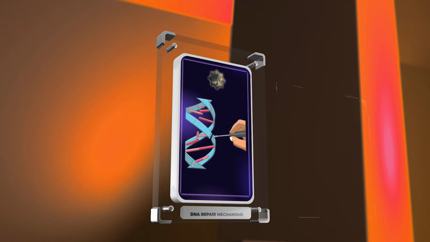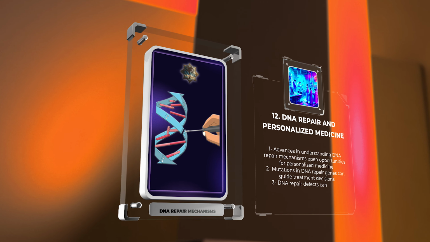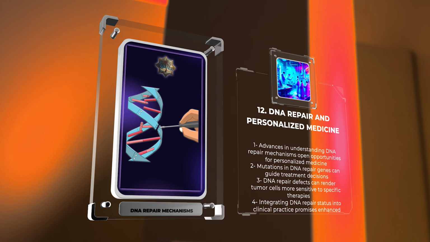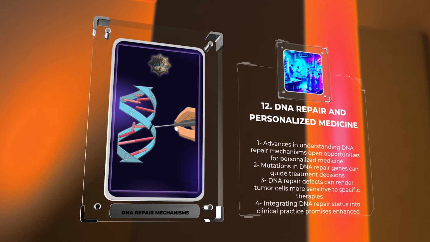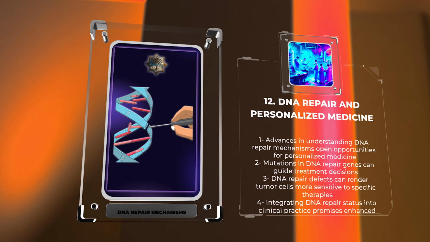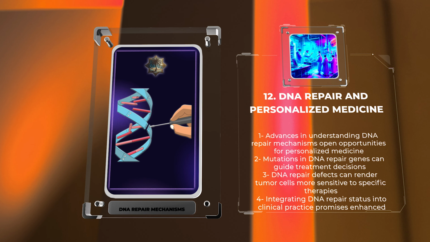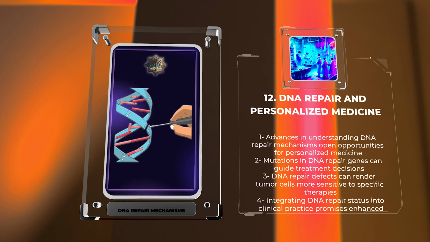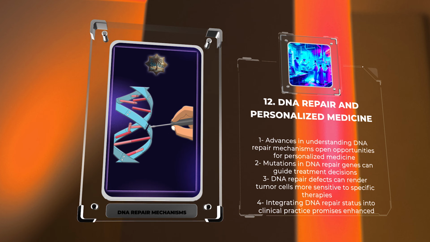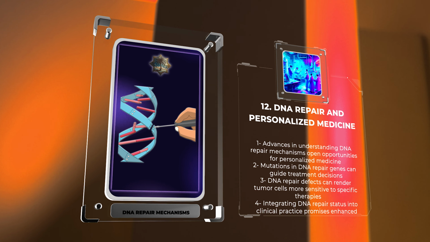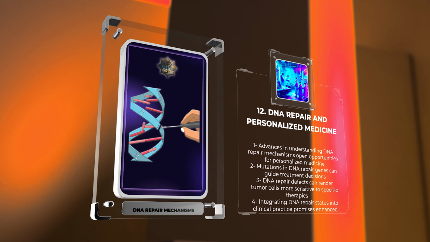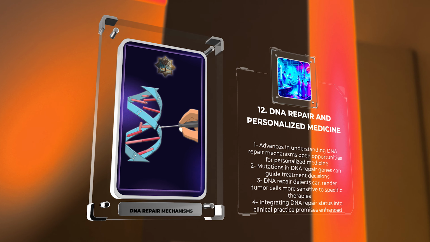Advances in our understanding of DNA repair mechanisms have opened up new opportunities for personalized medicine approaches. The identification of mutations in DNA repair genes can help guide treatment decisions, as some DNA repair defects render tumor cells more sensitive to specific therapies, such as PARP inhibitors. Integrating knowledge of DNA repair status and genomic instability into clinical practice promises to enhance patient outcomes and enable tailored treatment strategies.